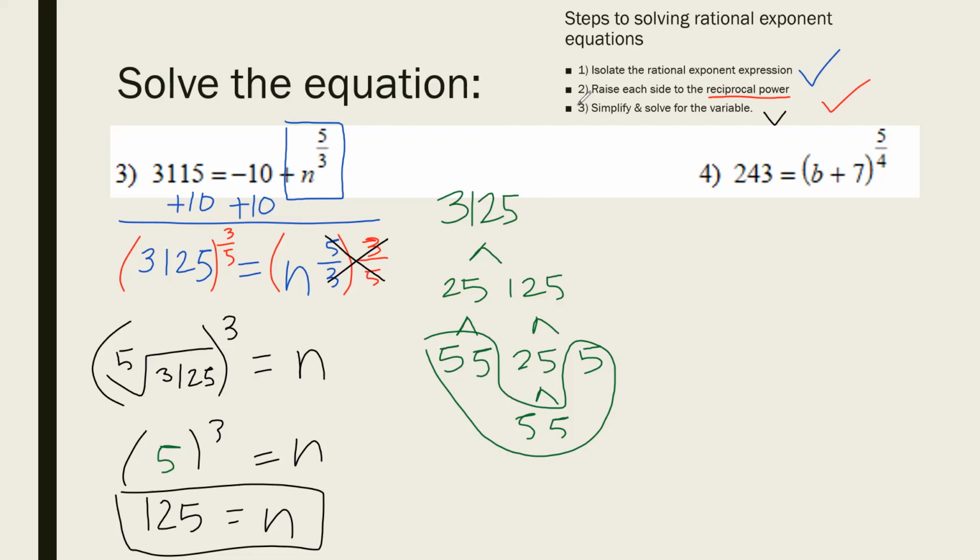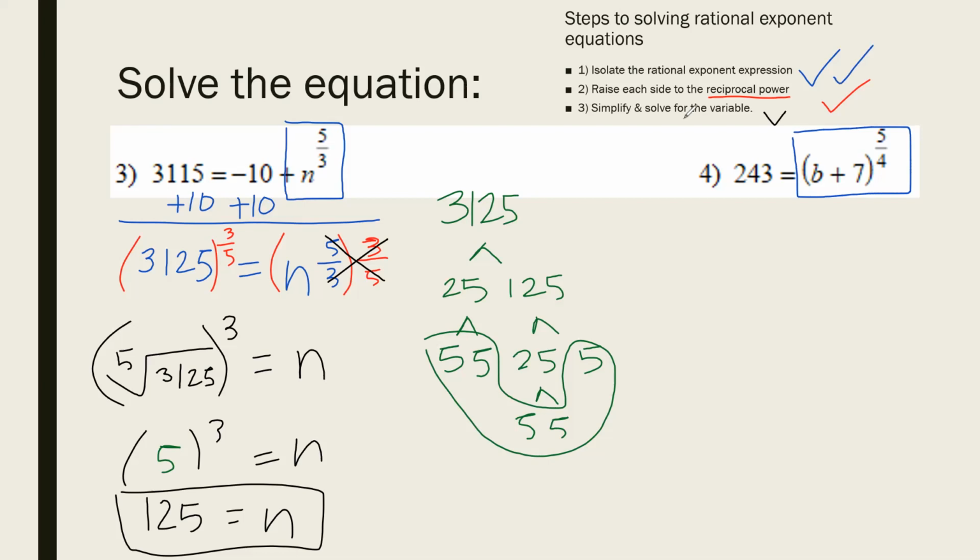Step number 1 says to isolate the rational exponent expression. So find your exponent. See right here. Find your exponent and the base immediately below it. This base has parentheses, so we need to include that. If that is the only thing on the right-hand side or the left-hand side of your equal sign, it's isolated.